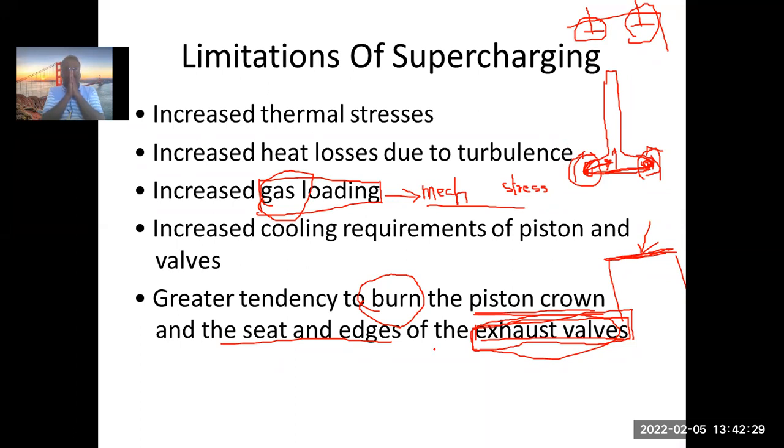Hot gases pass through the exhaust gas. Edges burn nahi hot, sir. Anything else? Inlet wall chi. Anything else? Any reason which you can guess?